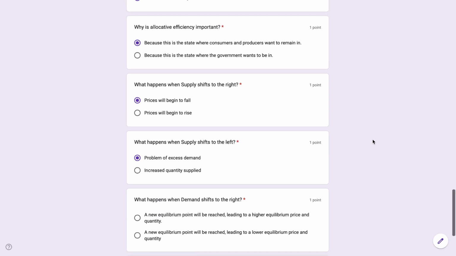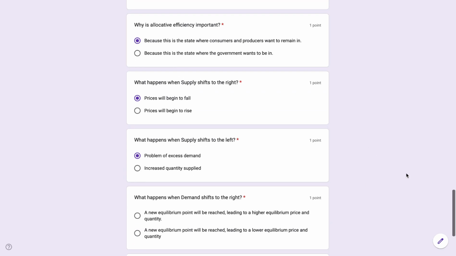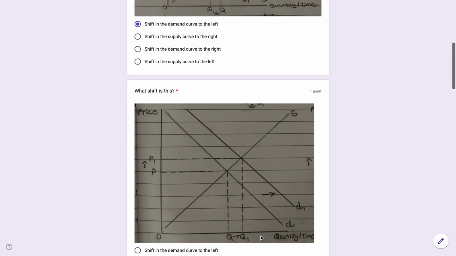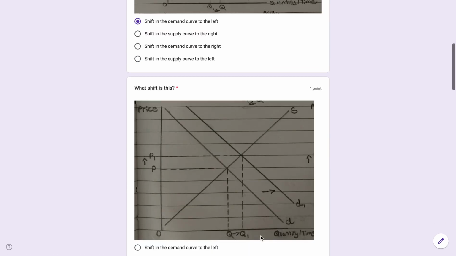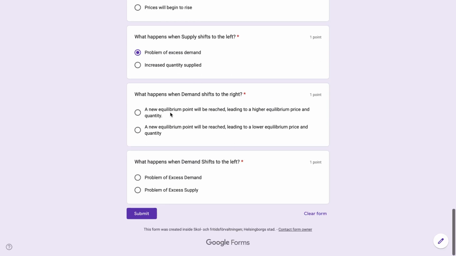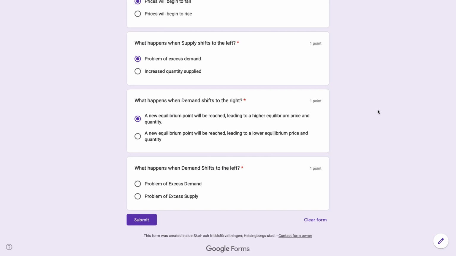So what happens when demand shifts to the right? A new equilibrium point will be reached, leading to a higher equilibrium price and quantity. A new equilibrium point will be reached, leading to a lower equilibrium price and quantity. Well, let's check. Demand shifts to the right. Well, what do we see here? We're seeing that the quantity is increasing and price is increasing. And that's this point here. So I'm definitely seeing an increase. So yeah, that is your answer. A new equilibrium point will be reached, leading to a higher equilibrium price and quantity because there's an increased demand. So what will happen? Prices increase.